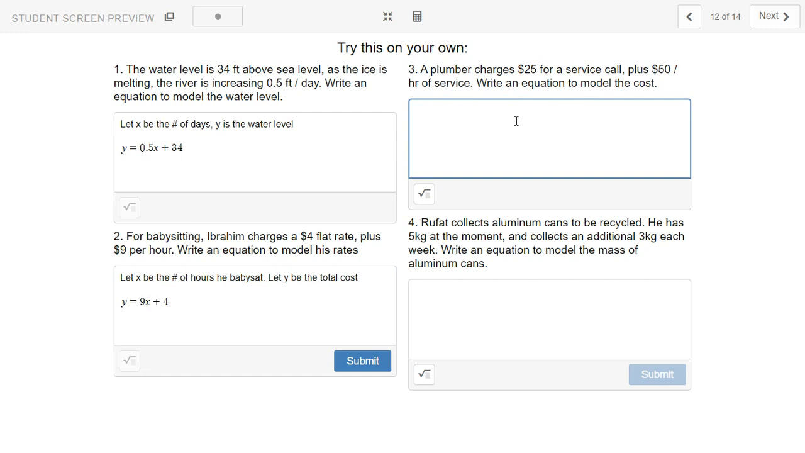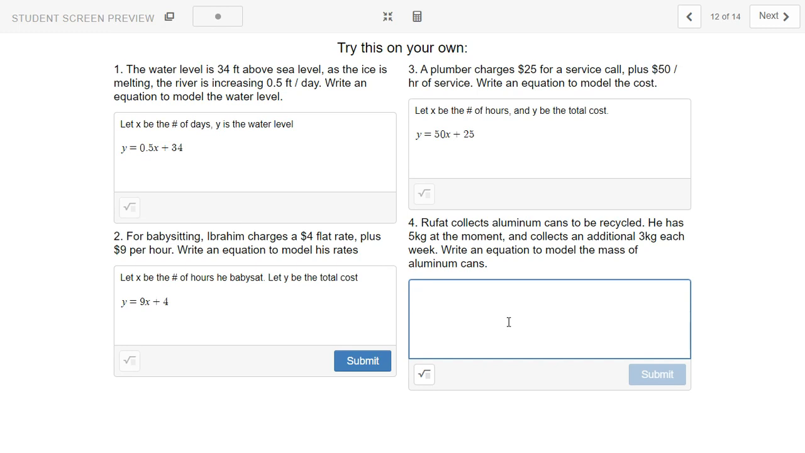A plumber charges $25 for a service call plus $50 per hour of service. Write an equation to model the cost. Let x be the number of hours and y be the total cost. We have y is equal to 50 times x plus 25.